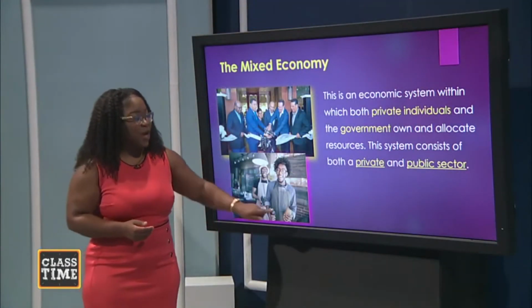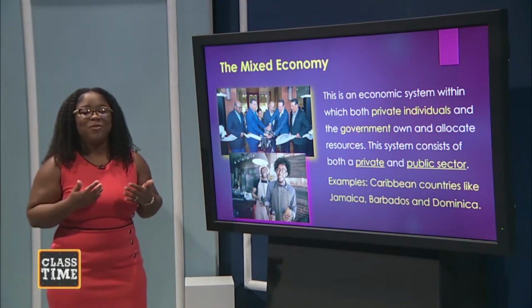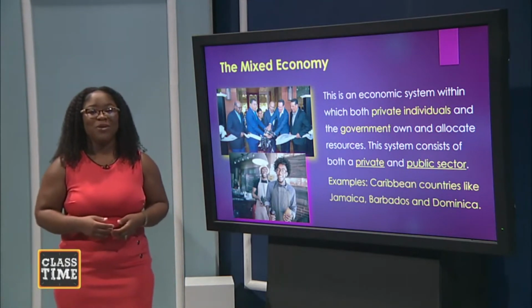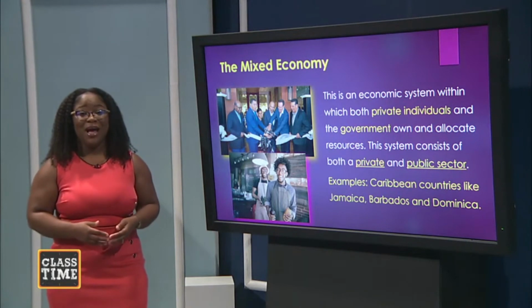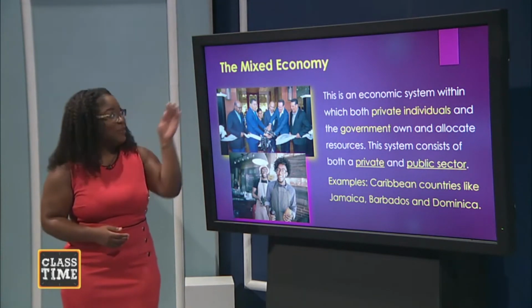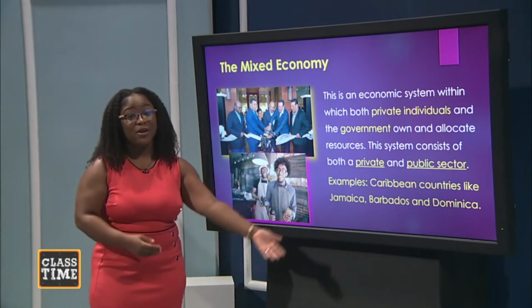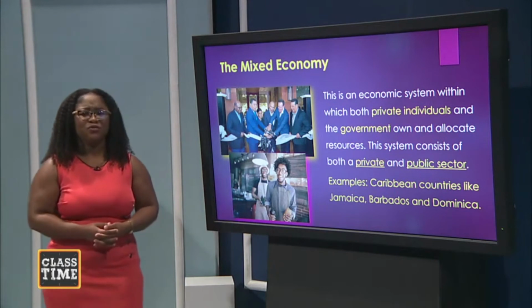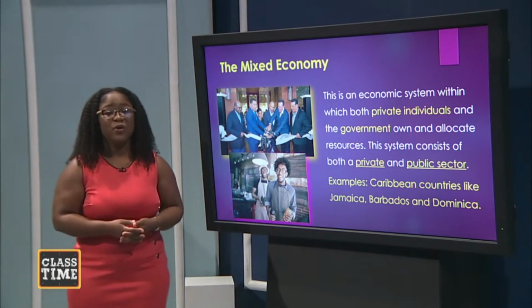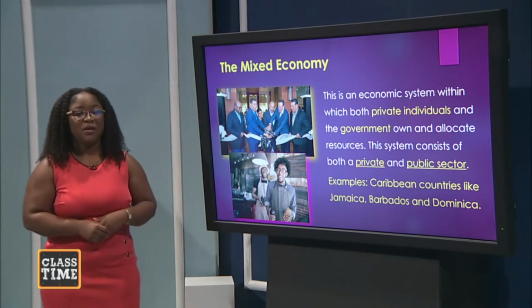This system consists of, we said that, private and public sectors, and some examples are close to home. Like we currently live within an economic system that is considered to be mixed. Barbados and Dominica are also examples of Caribbean countries. And there are other Caribbean countries that we can also relate to that have the mixed economy.